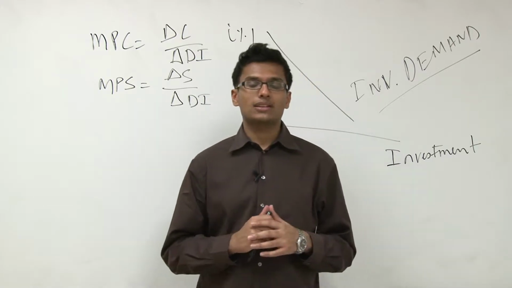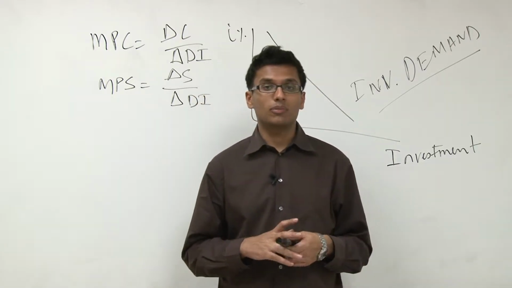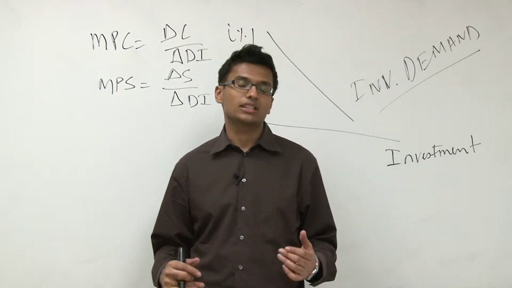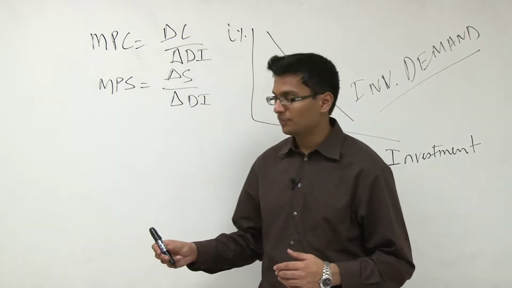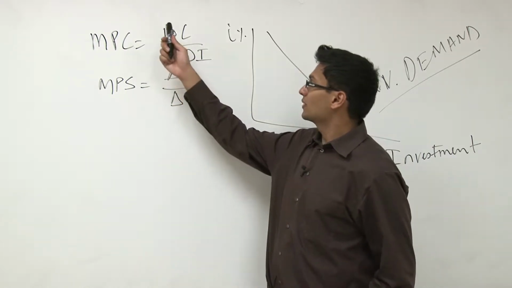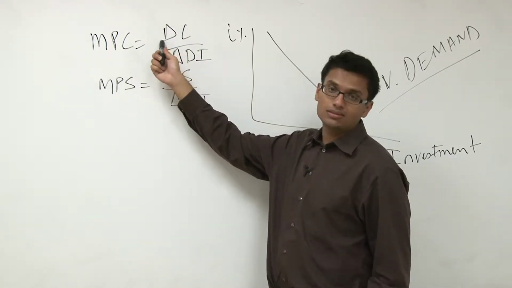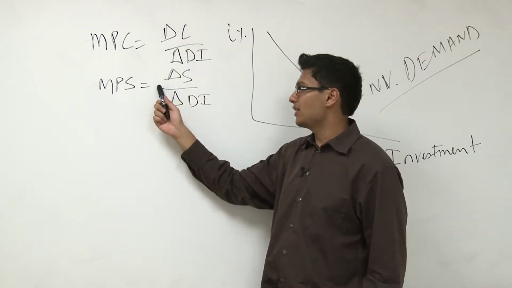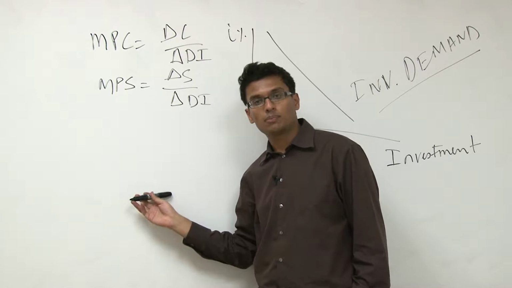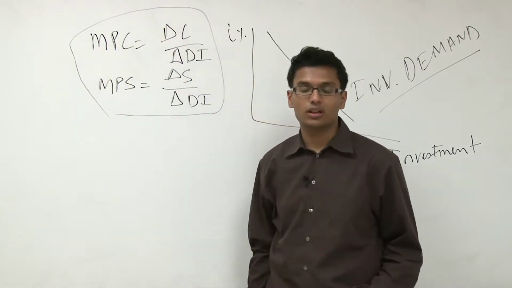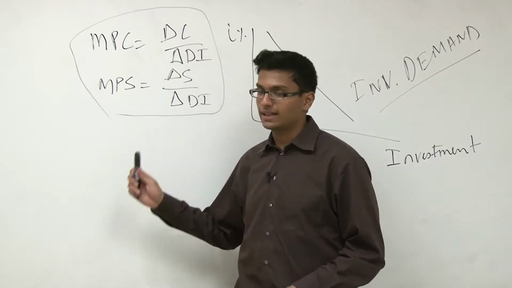The first thing we asked was to define, based on a formula, MPC and MPS. Basically what that translates to is marginal propensity to consume and marginal propensity to save. MPC is equal to delta C, which is the change in consumption, over the change in DI. And MPS is the change in savings over the change in DI. Pretty simple, but pretty important as well. So don't forget to write that down.